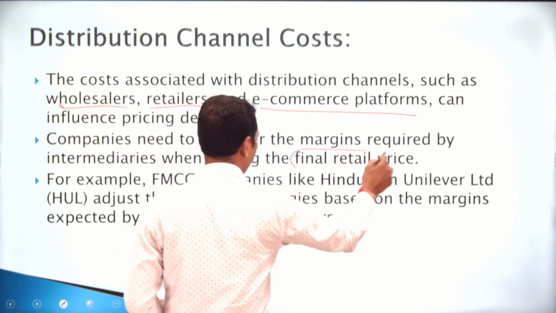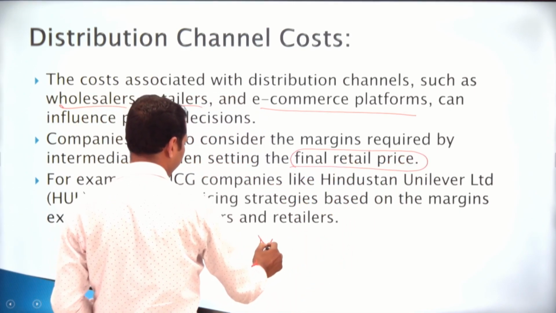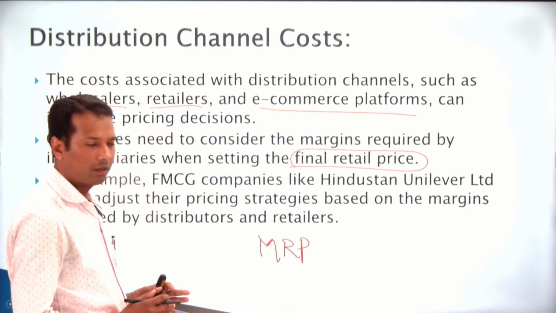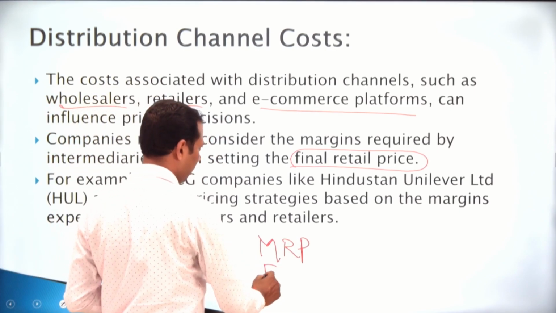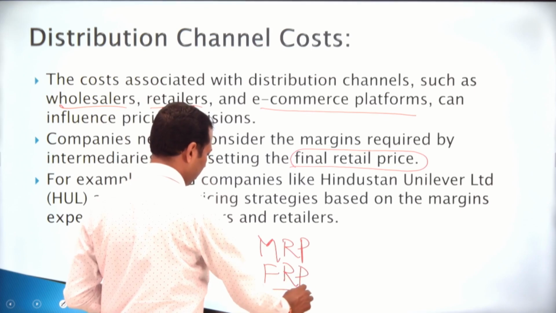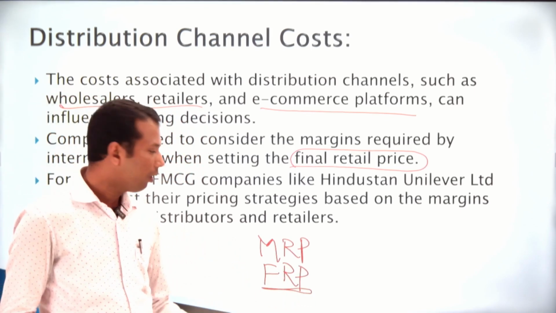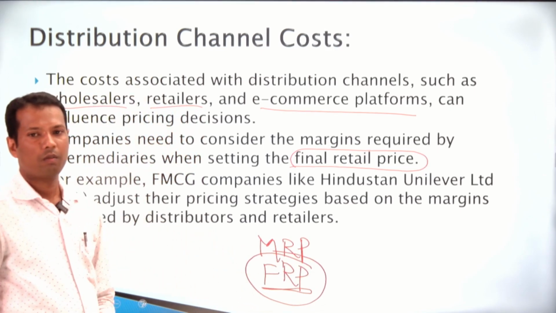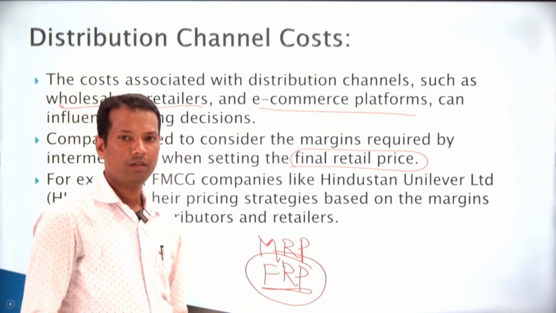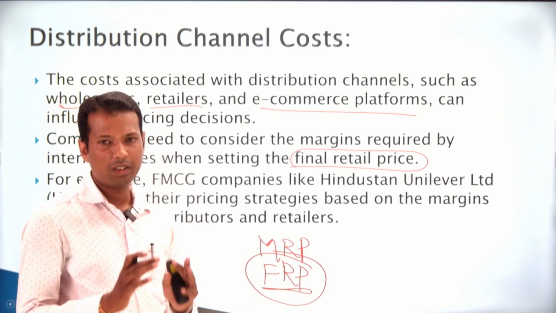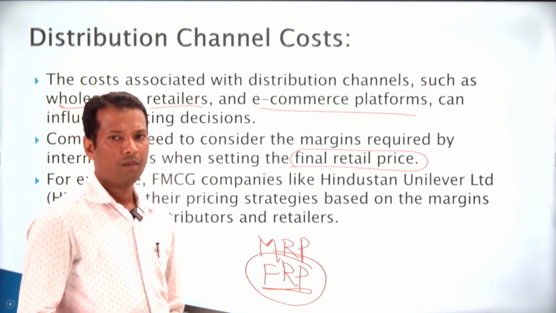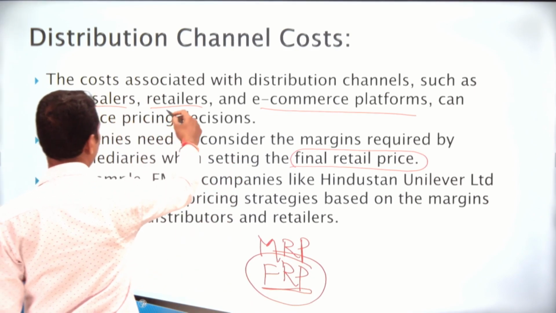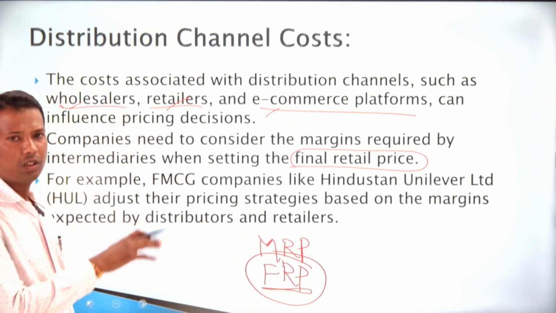When there is a final retail price, you must have seen MRP. Okay, what do you mean by MRP? MRP means maximum retail price, but before that there is FRP. FRP means final retail price. Beyond this, the manufacturer is not going to give more discounts or a lower price to the retailers. So that's the final retail price. What is the final retail price? This has to be considered by taking the margin required by the intermediaries. And who are the intermediaries? The wholesalers, the retailers, the e-commerce platforms.